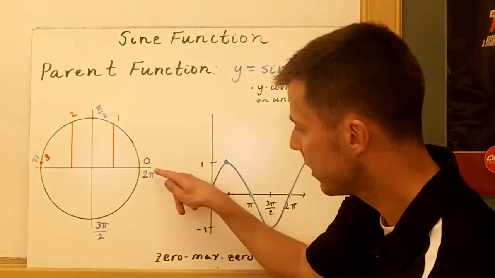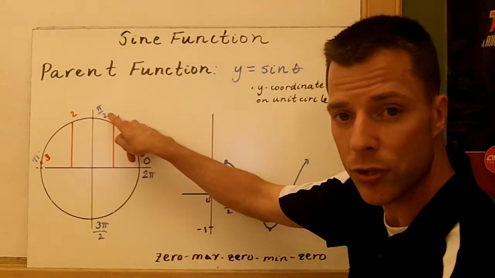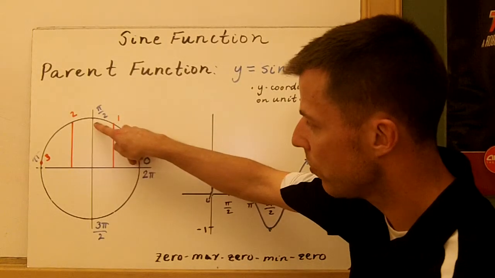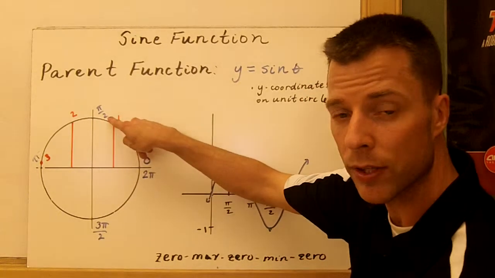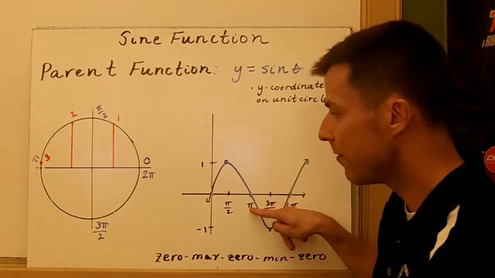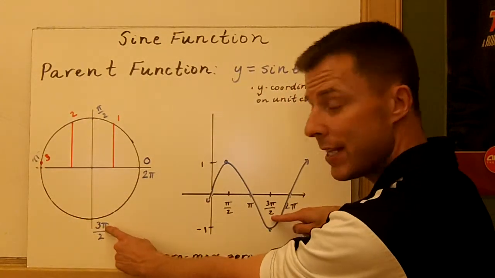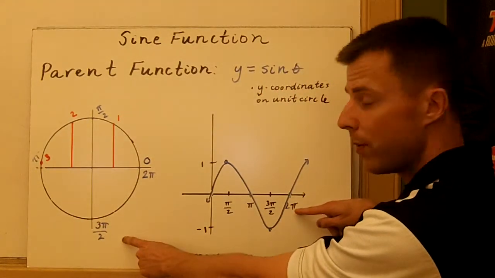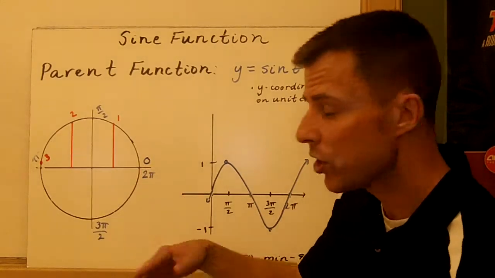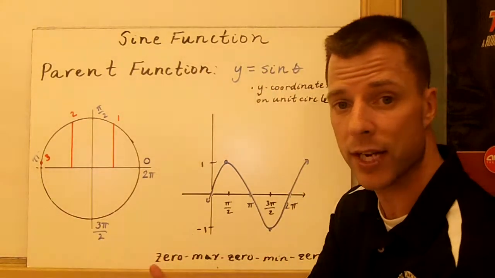So the idea here is sine of 0 is 0, right? If we look at pi over 2, you have the ordered pair 0, 1. Sine is the y coordinate, so it's 1. So we have 0, 1. The sine of pi is 0. The sine of 3 pi over 2 is negative 1. And the sine of 2 pi is 0. So we just take the y coordinates of those 5 key points, and that makes up our sine function.